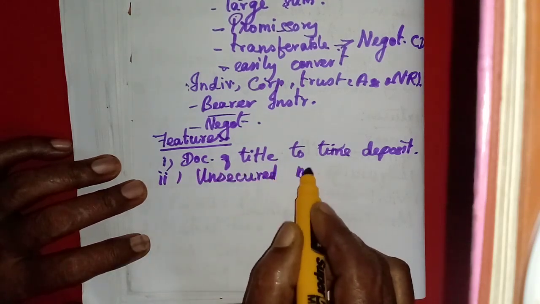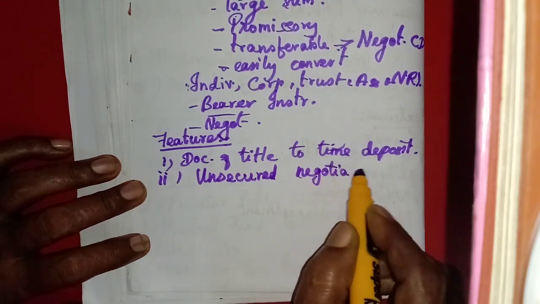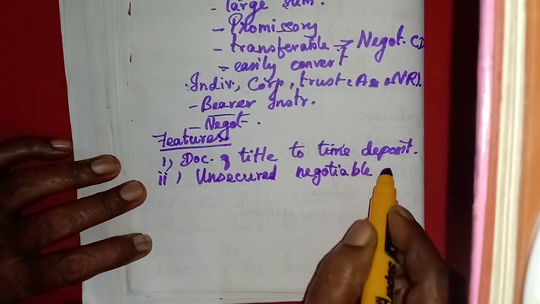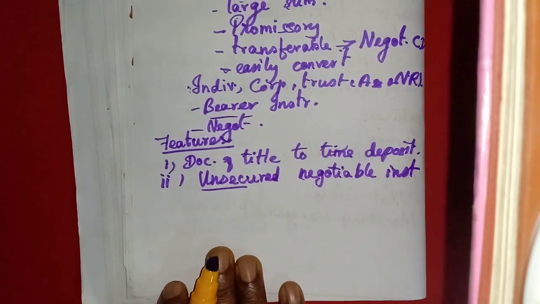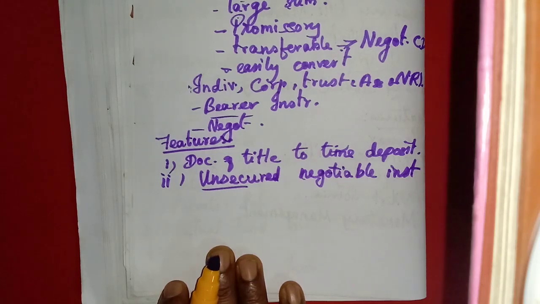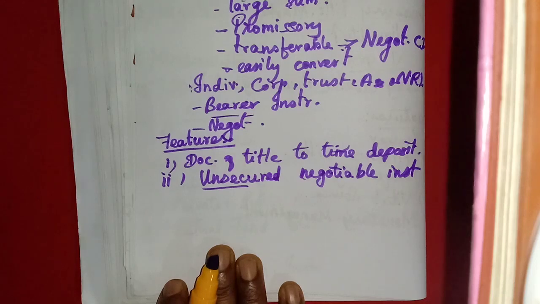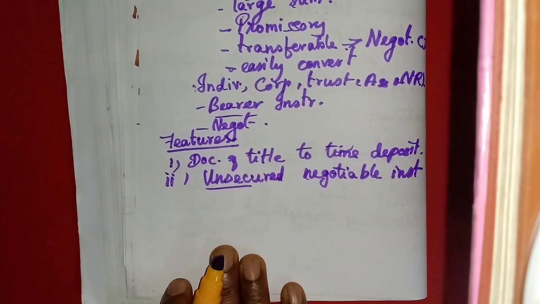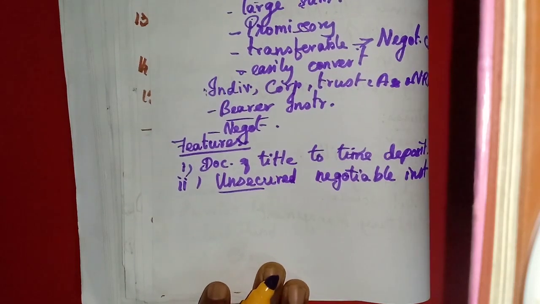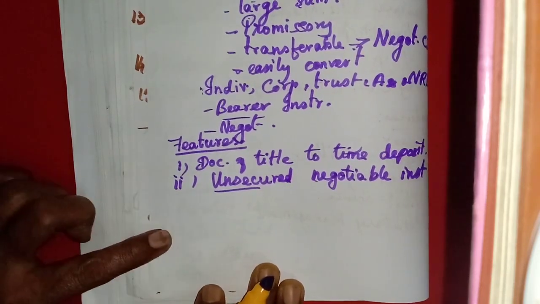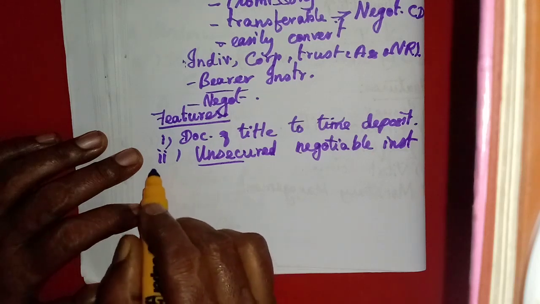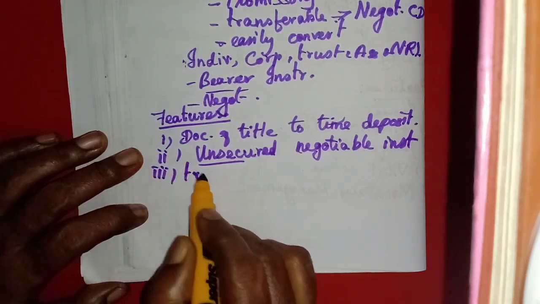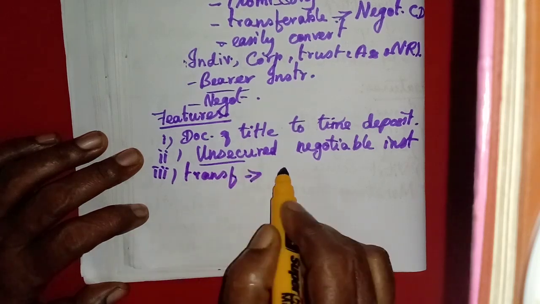Negotiable instrument, we know that the ownership is transferred from one person to another person. But what is the meaning of unsecured? For example, when we go to get a loan from the bank, we give as security the jewels or the documents of any land or building. That is called a secured loan. Here unsecured means without paying any security, it is a negotiable instrument and it is easily transferable from one person to another through endorsement.